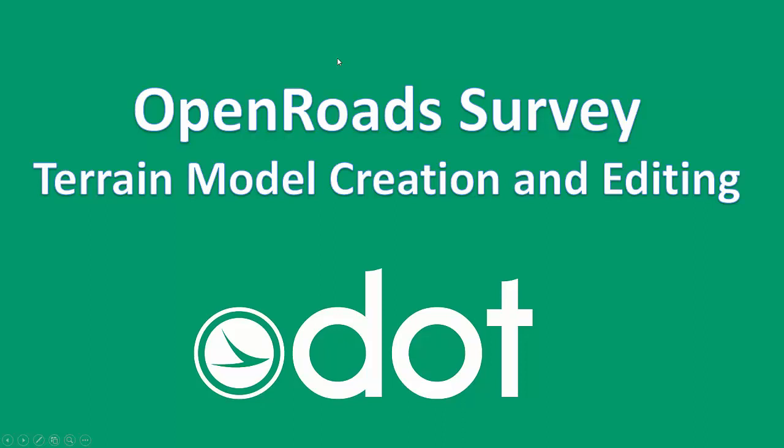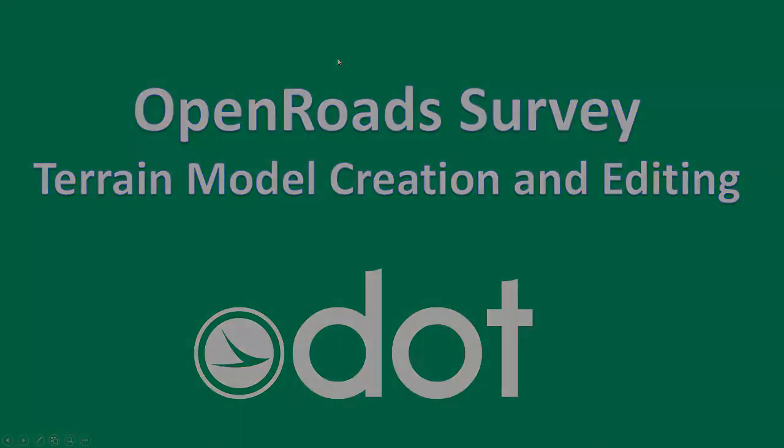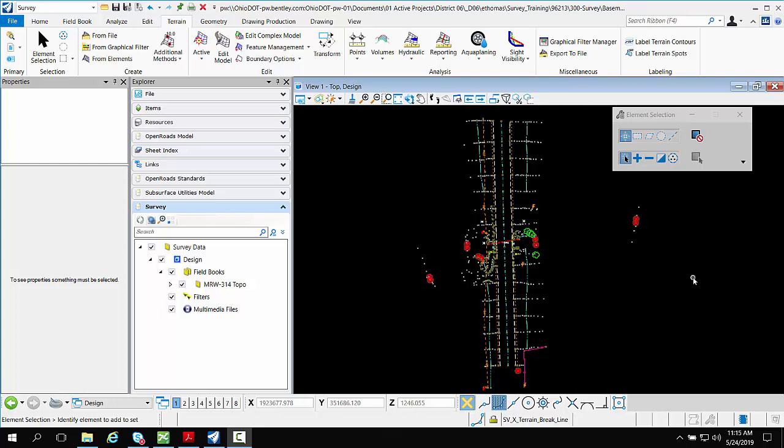In this video, I'm going to talk about terrain model creation and some basic terrain model editing. And I'm going to be recommending some new procedures in this video. In the past, we had recommended disabling the survey processing rules and then using the terrain commands to edit the terrain model itself. We're no longer recommending disabling the rules. We want to keep those active, and we're going to use some other tools to edit the terrain model.